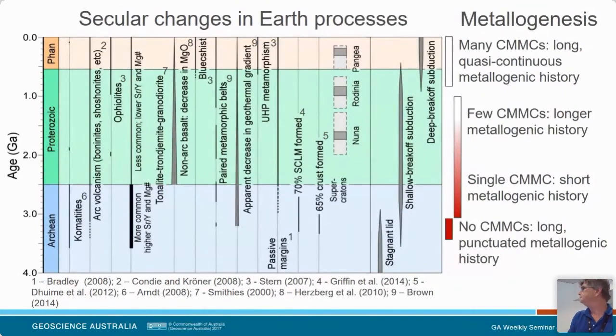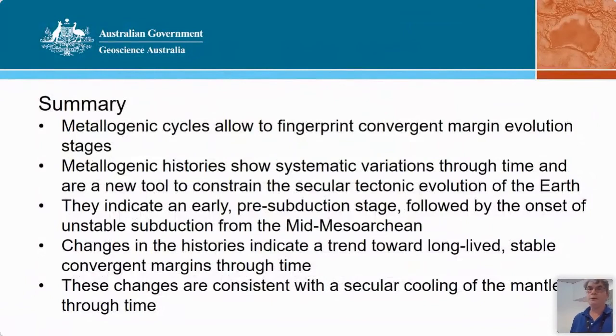So in summary, we think that metallogenic cycles allow us to fingerprint the evolution of convergent margins in stages. The metallogenic history shows systematic variations through time, and we think are a new tool that can be used to constrain the secular evolution of the Earth. They indicate an early pre-subduction stage, followed by the onset of unstable subduction from the mid-Mesoarchean. The changes in the history indicate a trend towards long-lived stable convergent margins through time. And these changes are consistent with secular cooling of the mantle through time. And with that, I'll just answer any questions.